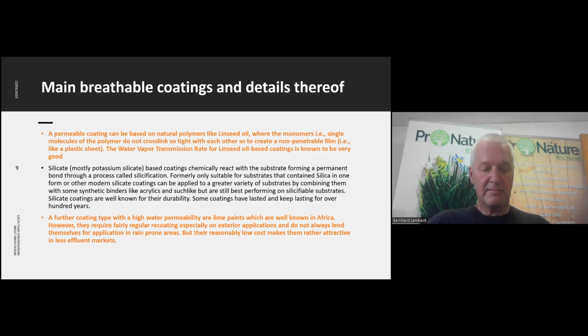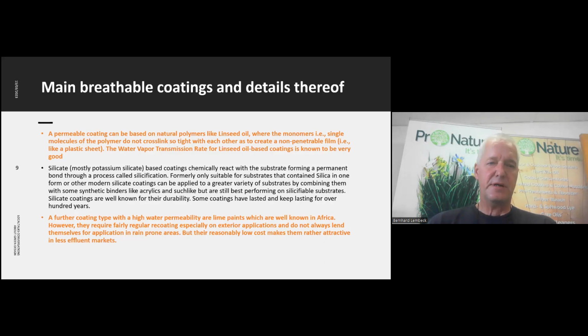A further coating type with a high water permeability are lime paints, which are well known in Africa. I mean, they're used everywhere. However, they require fairly regular recoating, especially on exterior applications, and are not really suitable for very rain-prone areas. But they are nice and cheap, and that's what makes them rather attractive for the less affluent markets.